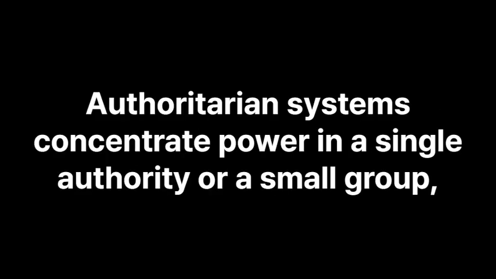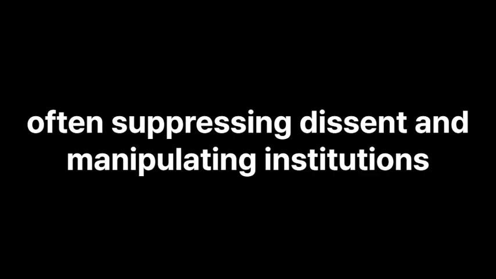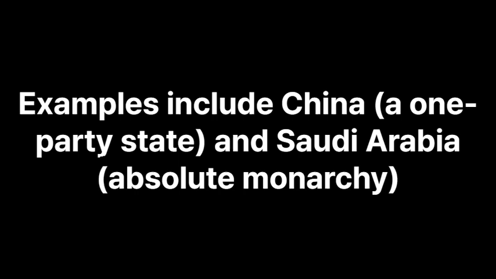2.2. Authoritarianism. Authoritarian systems concentrate power in a single authority or a small group, often suppressing dissent and manipulating institutions. Key features include absence of free elections, restricted civil liberties, centralized control over media and judiciary. Examples include China, a one-party state, and Saudi Arabia, an absolute monarchy.